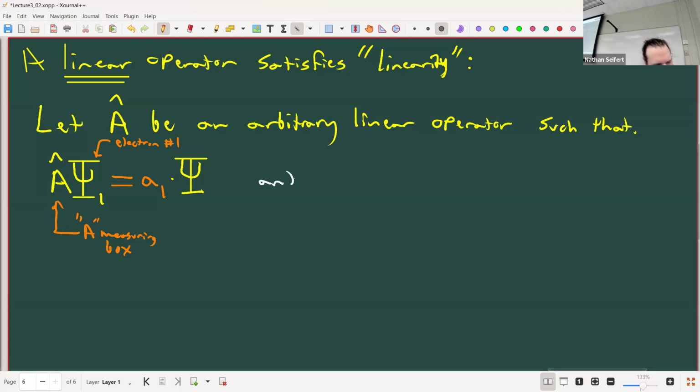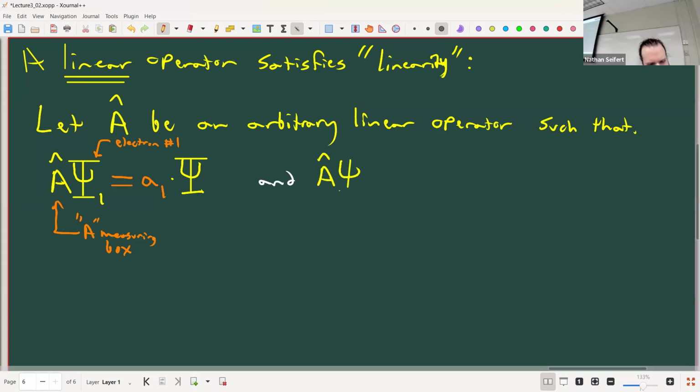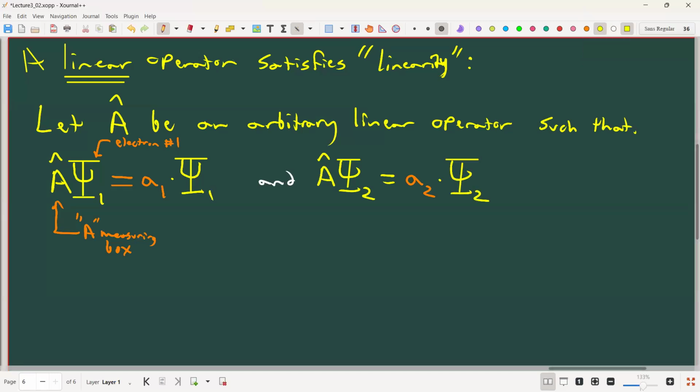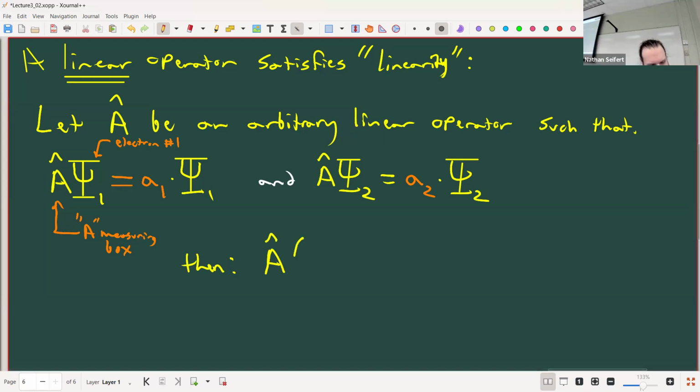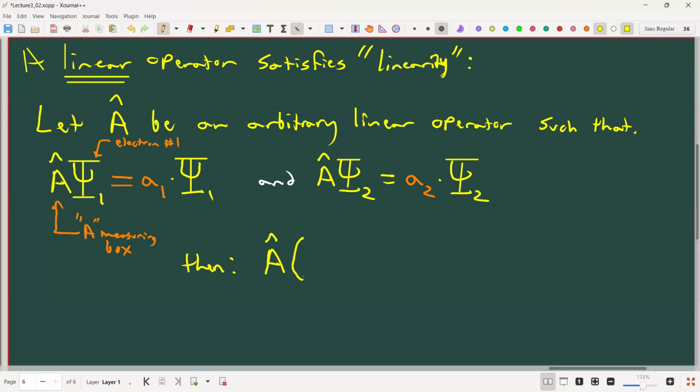And let A on another electron also be satisfied. So you have A2, some number, times psi 2. Let me do psi 1 and psi 2. Then A applied to a combination of psi 1 and psi 2, right? Imagine psi 1 is white, psi 2 is black, A2 is -1, A1 is +1, just like in the homework.